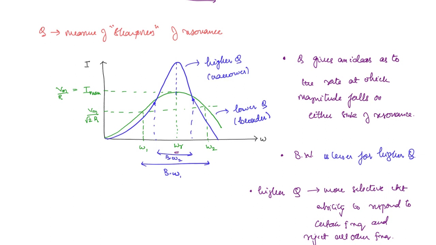One of the most practical applications that you can see is the tuning of your radio, right? You want to tune to a certain frequency and you want to reject all other frequencies. What will happen if it is accepting more frequencies? Then more noise will be present. So that is the purpose of a higher quality factor circuit.